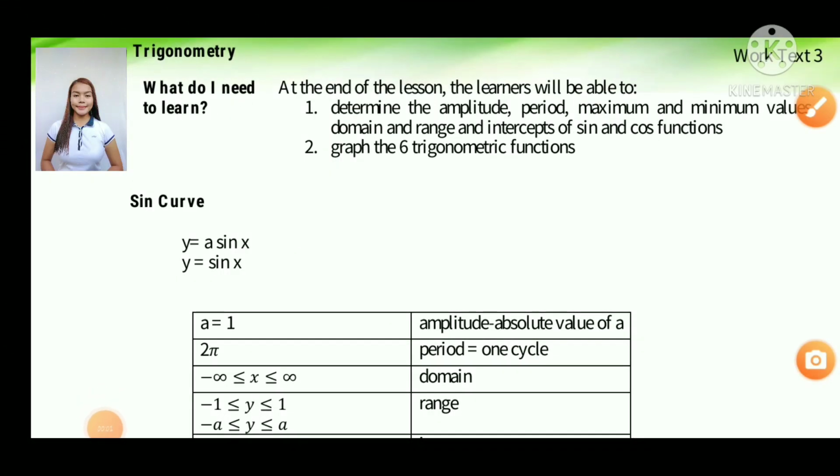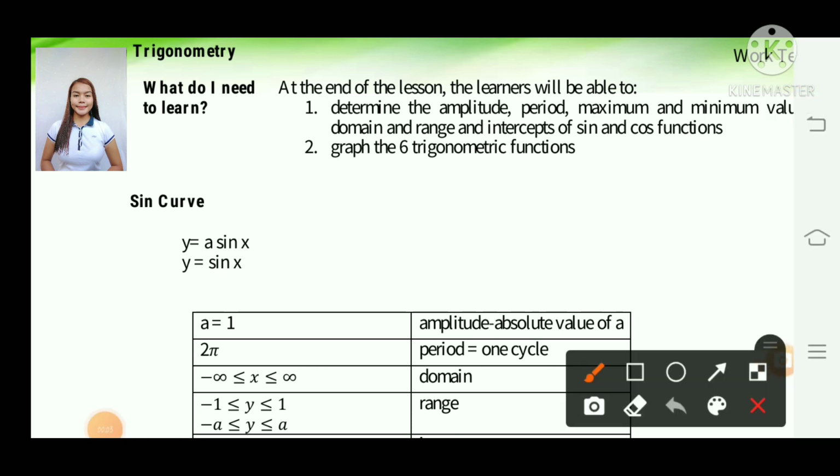Good day everyone. The objective of this video is to determine the amplitude, period, maximum and minimum values, domain and range, and intercepts of sine functions.